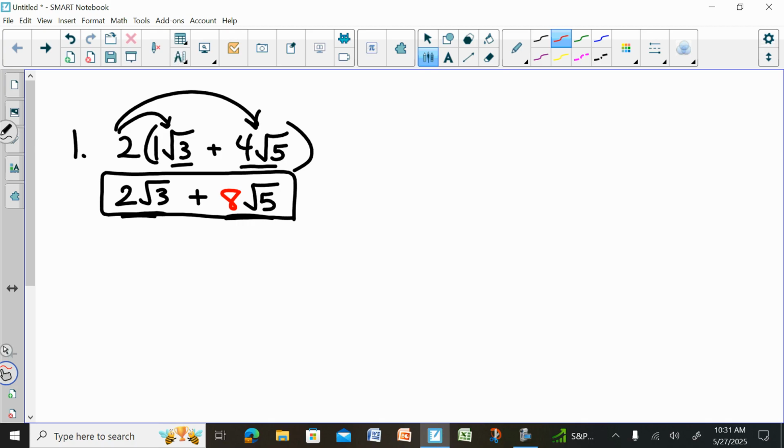I have 2 ugly root 3 decimals. I have 8 ugly root 5 decimals. That's as simple as we can get. Go through your PDF. There's no perfects inside there. There's no denominators, and there's no fractions. That we'll save for tomorrow.